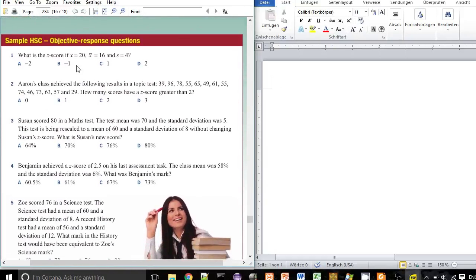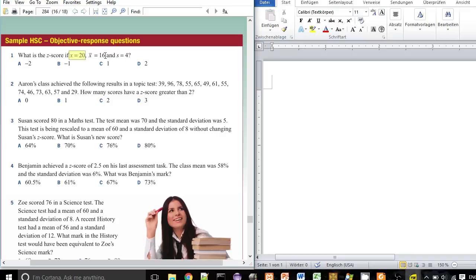So what is the Z-score if x equals 20? The score is 20, the mean is 16, and the standard deviation is 4. This is really easy. I want you to connect it with common sense. There is a formula, but the formula is useless if it makes you do something complicated. I instantly know the answer.